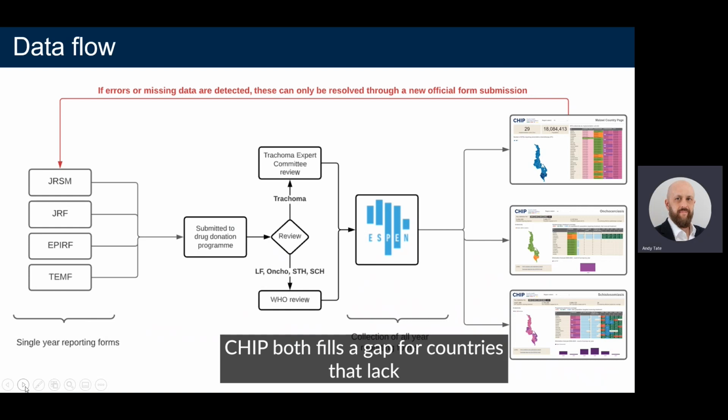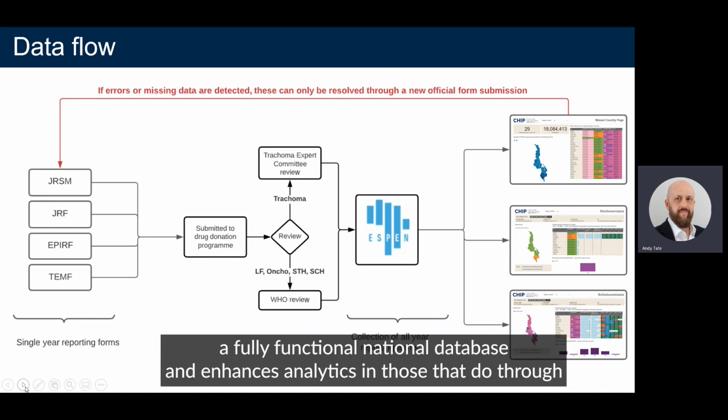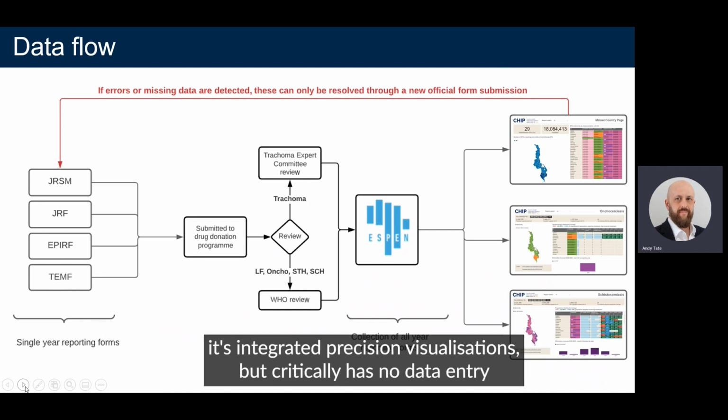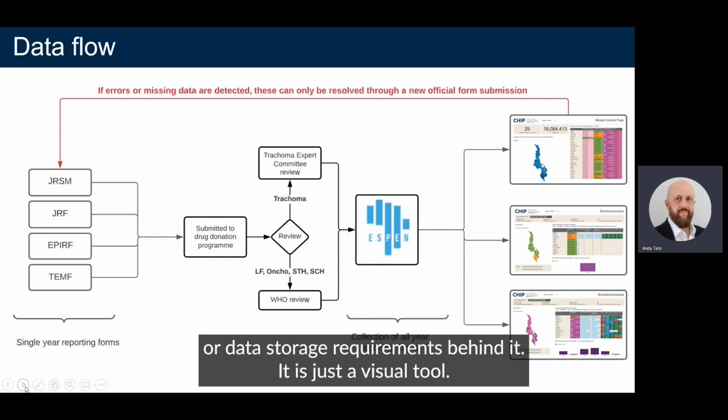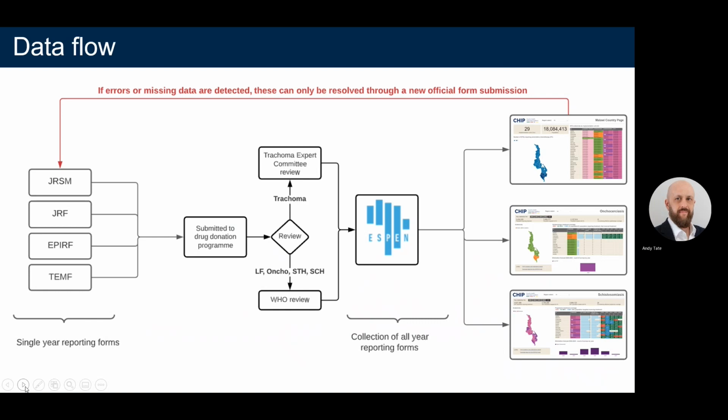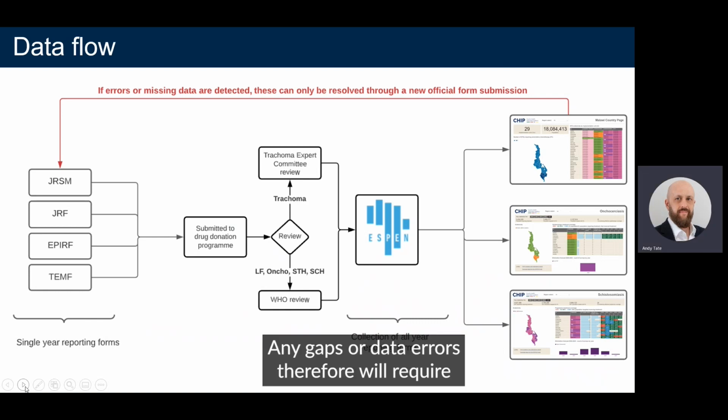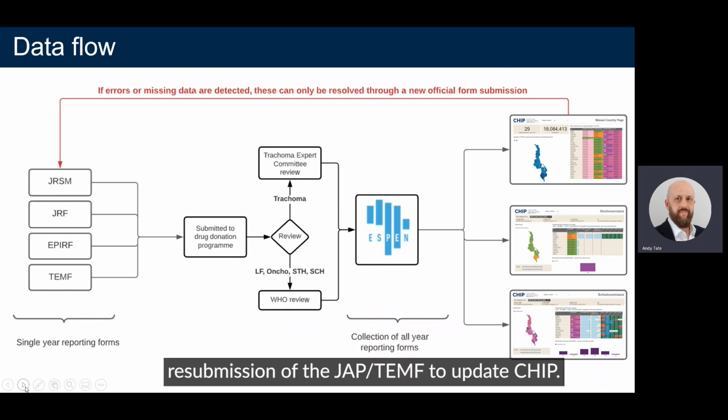CHIP both fills a gap for countries that lack a fully functional national database and enhances analytics in those that do through its integrated precision visualizations, but critically has no data entry or data storage requirements behind it. It is just a visual tool. Any gaps or data errors, therefore, will require resubmission of the JAP-TEMP to update CHIP.